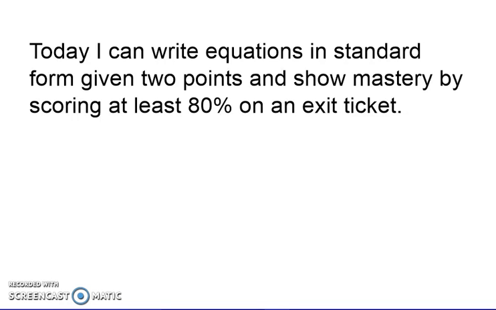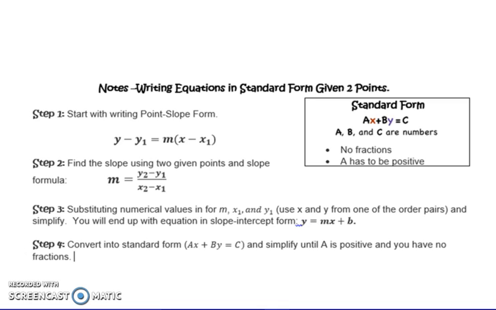Welcome to today's video. Yesterday we focused on writing equations in slope-intercept form given 2 points. Today we're going to take it one step farther and write it in standard form given those 2 points. Again, we want to show our mastery by completing an exit ticket in class and scoring at least an 80% or higher.